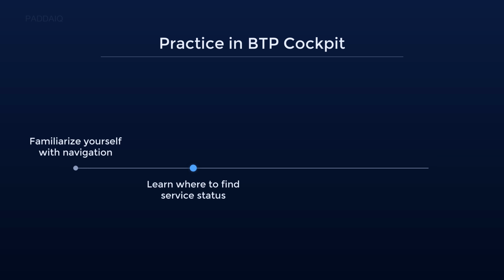Learn where to find service status. This means knowing how to check if a specific BTP service is running properly or experiencing issues. For example, before starting a development task, you verify the SAP HANA service is available and healthy. Always confirm service status to ensure your applications and processes function without interruption.